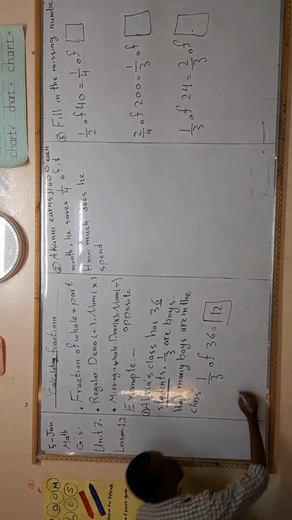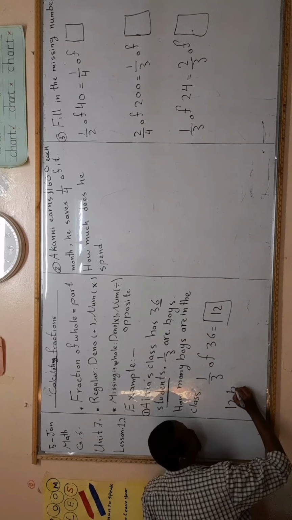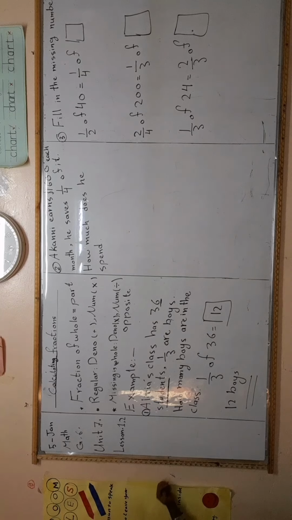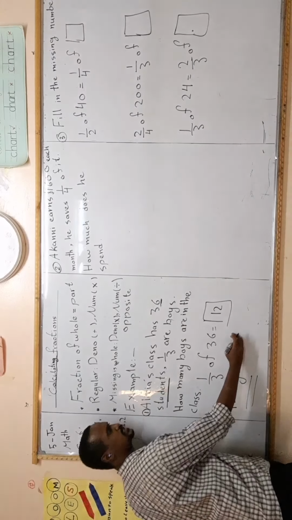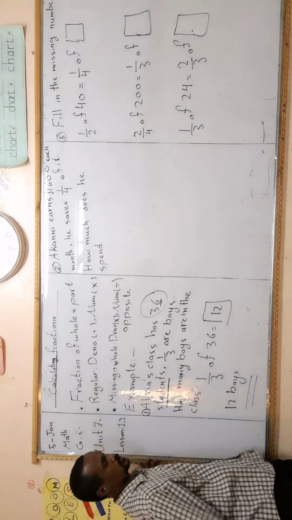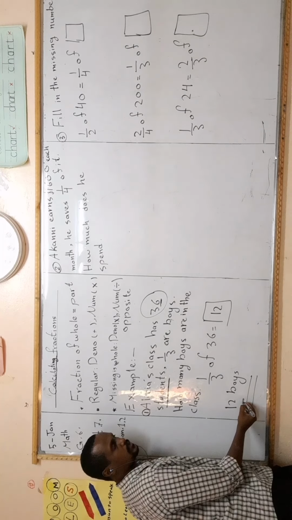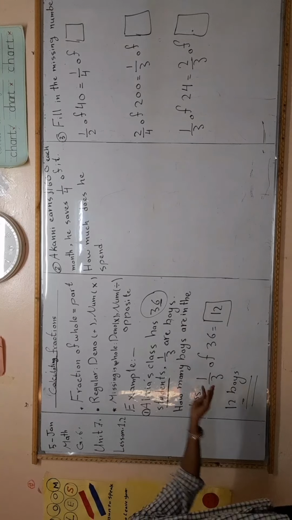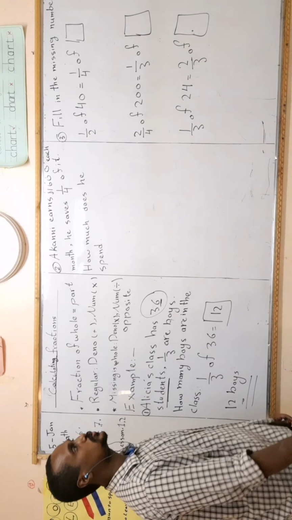That means in the class we have what? 12 boys. If I say we have 12 boys, that means how many girls do we have? All of the class, 36. 12 boys. That means 24 girls. If they ask you about the girls, you should say 24.